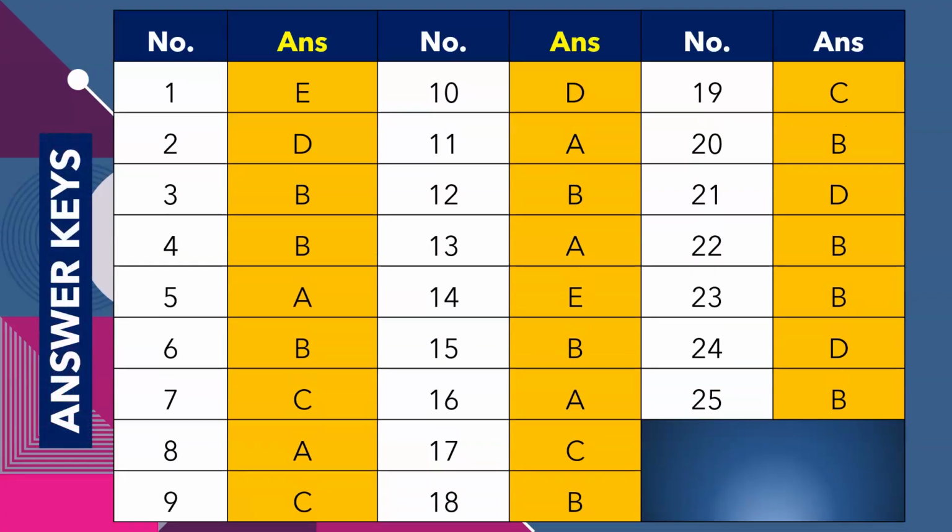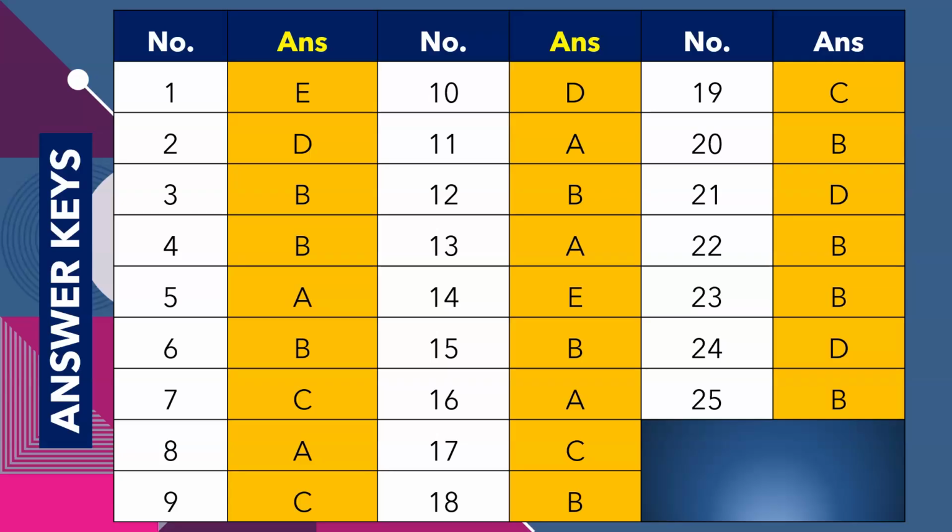Number 1 is E, number 2 D, number 3 B, number 4 is B, number 5 A, 6 is B, 7 C, 8 A, 9 C, 10 is D, 11 A, 12 B, 13 A, 14 E, 15 B, 16 A, 17 C, 18 B, 19 C, 20 B, 21 D, 22 B, 23 B, 24 D, and then 25 is B.